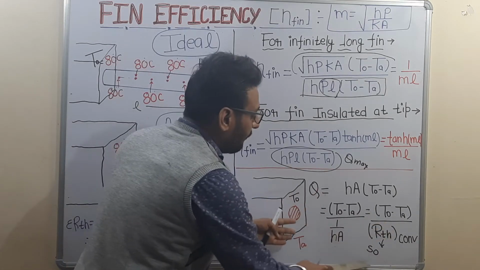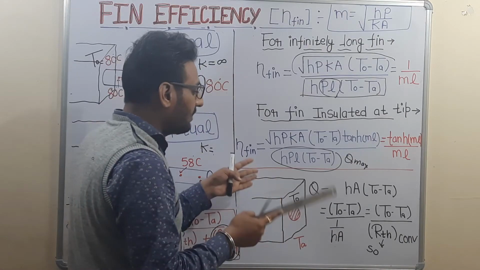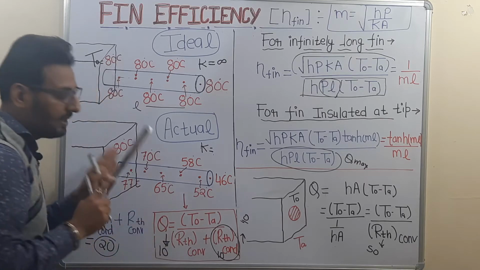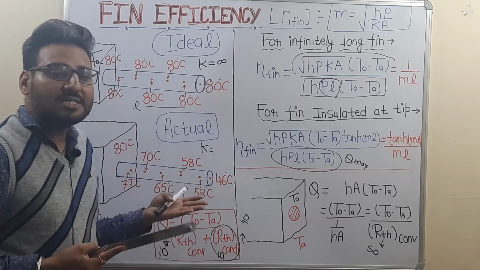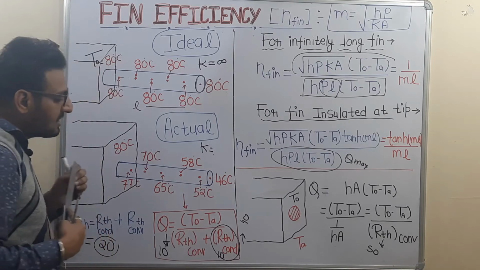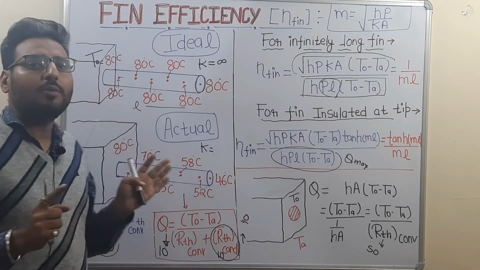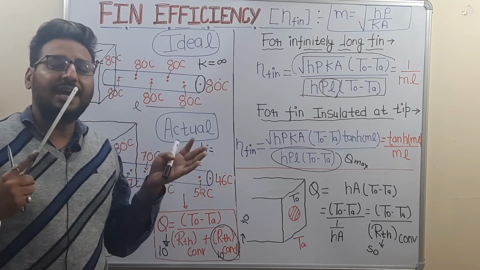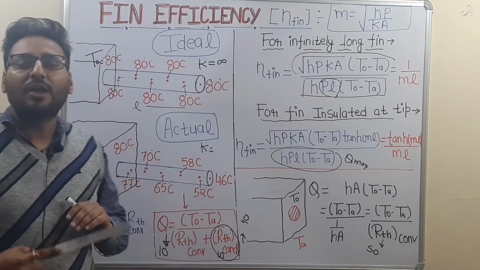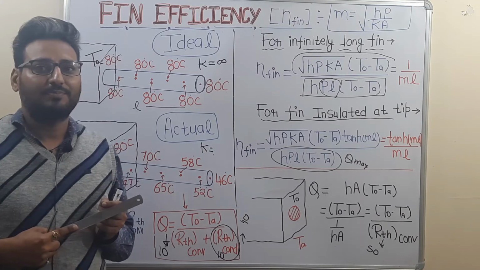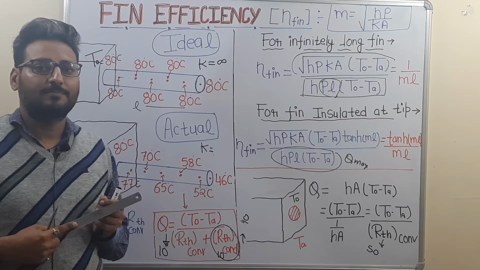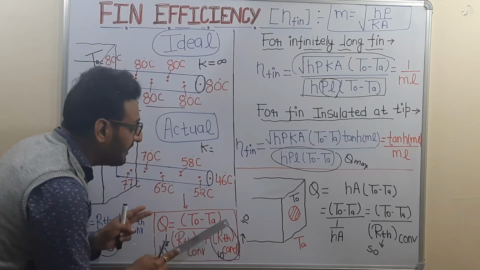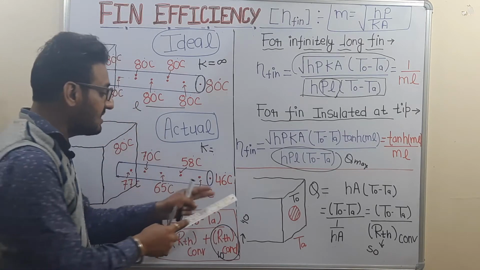Now after applying the fin, the thermal convective resistance is reduced. Suppose it is reduced to 10 units. Conductive thermal resistance is also introduced into our system. Suppose its value is 10. Now tell me, when will our system be ideal and when will the heat transfer rate from this system with fin be maximum? When this unwanted thermal conductive resistance is 0.